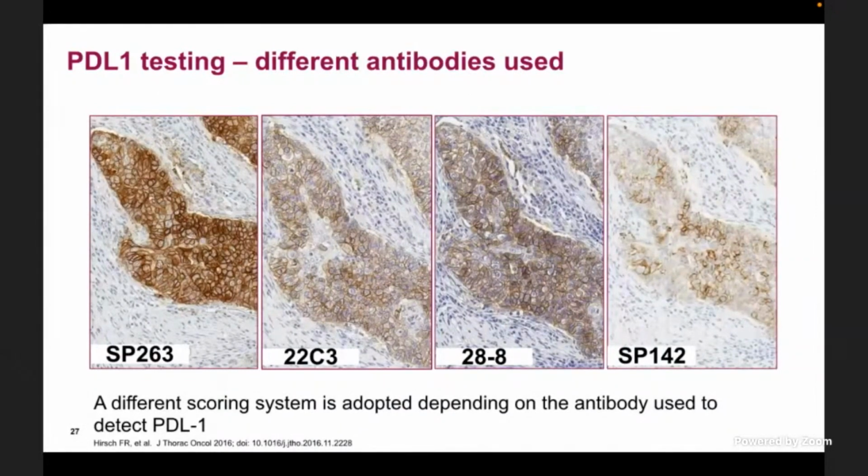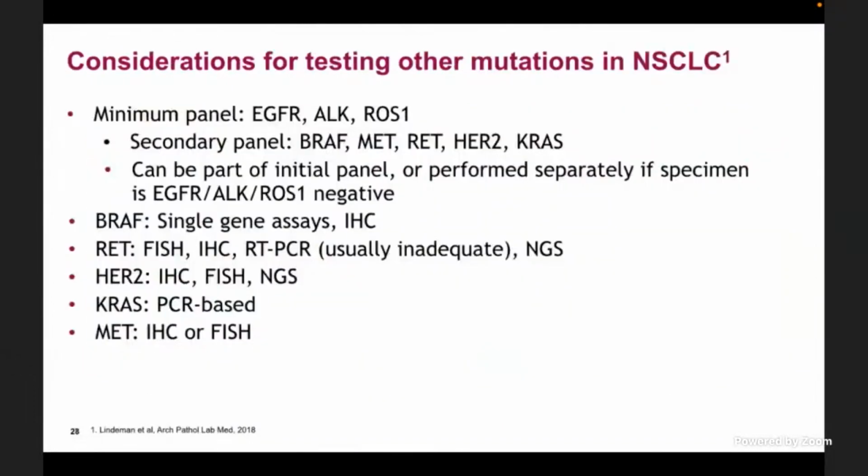So there are certain conditions where we use each of these. For example, in triple negative breast cancer, we use the SP142 platform, and for the other solid tumors, we use the DAKO platform. So depending on the type of tumor we are dealing with, we ask for a relevant PD-L1 testing methodology. So to put things in perspective, by and large, we do EGFR, ALK, ROS for almost every patient.